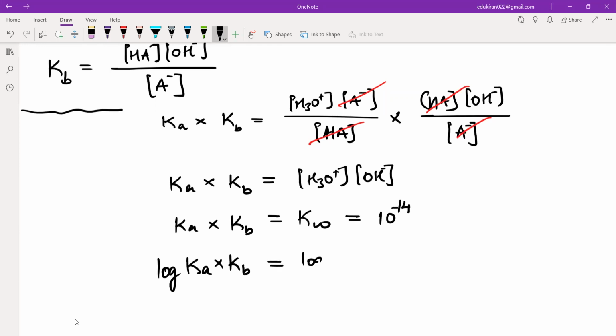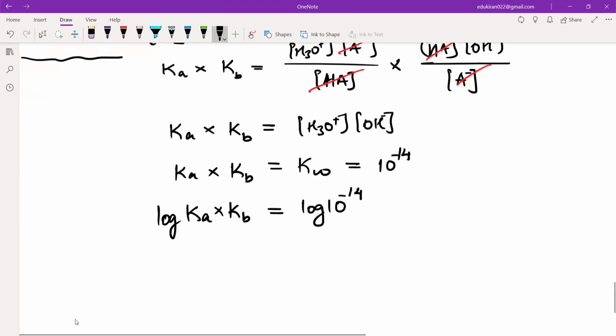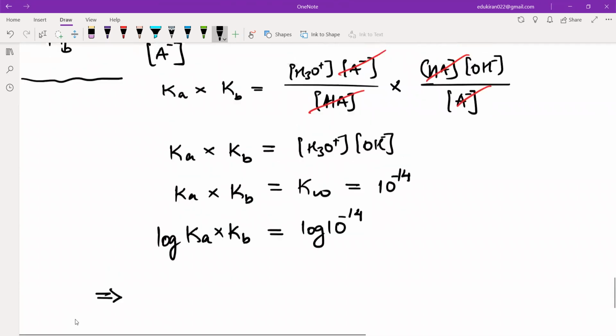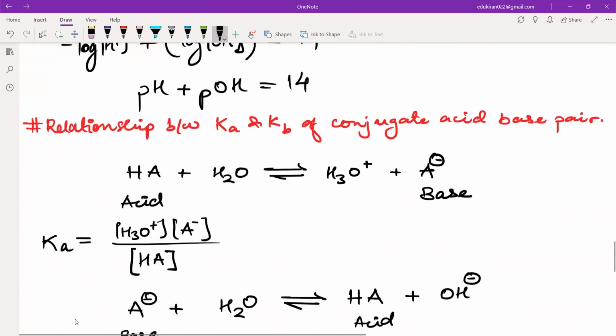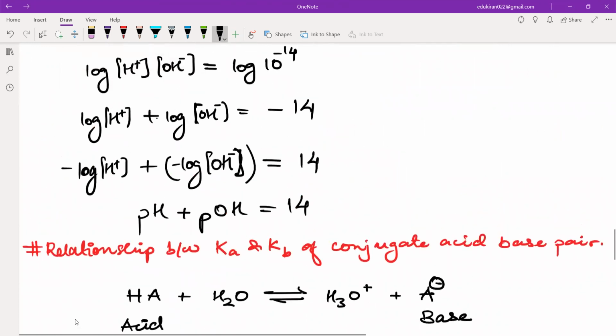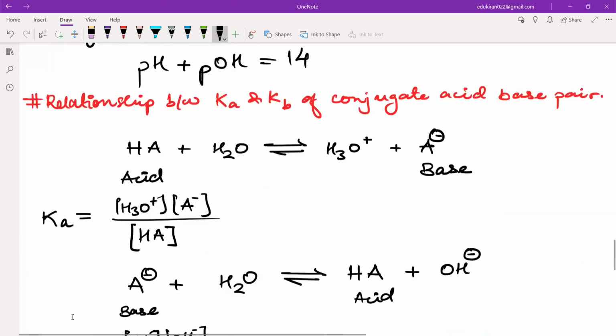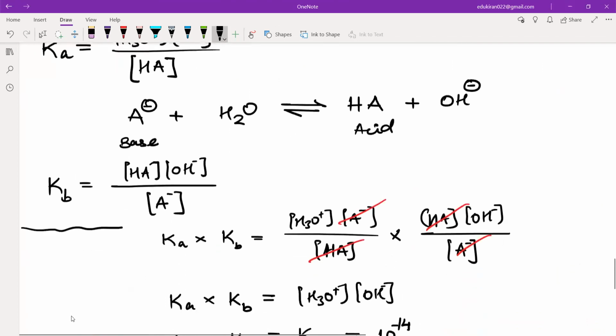This is equal to log of 10 to the power minus 14. I hope I can skip some, because you can see minus 14 will come down. It is the same thing that happened here, right? Log of H plus into OH negative is equal to 10 to the power minus 14. And here we have log of Ka into Kb, it is equal to 10 to the power minus 14.